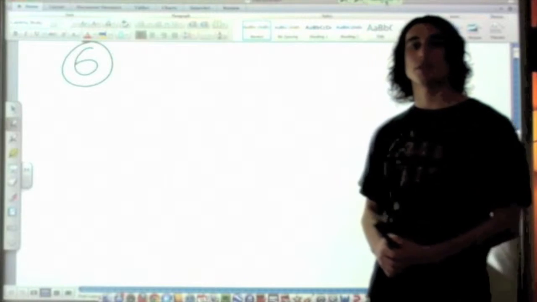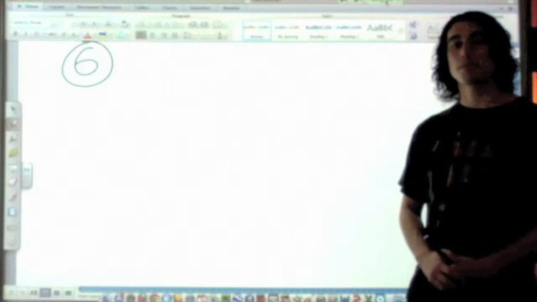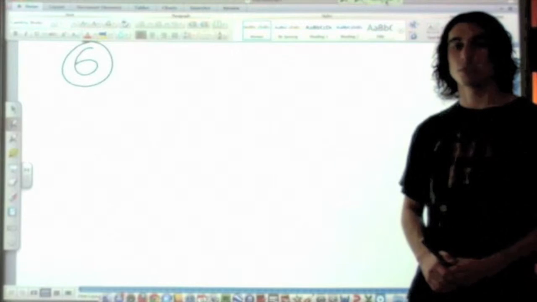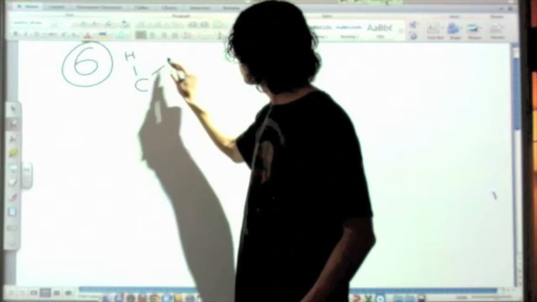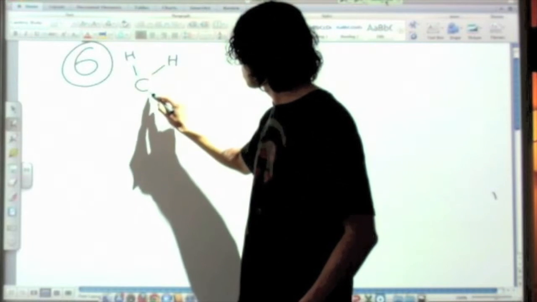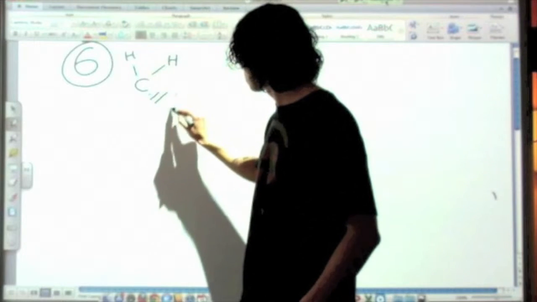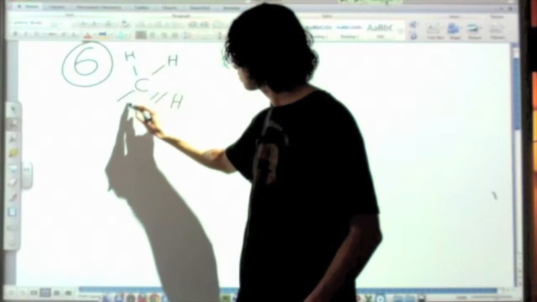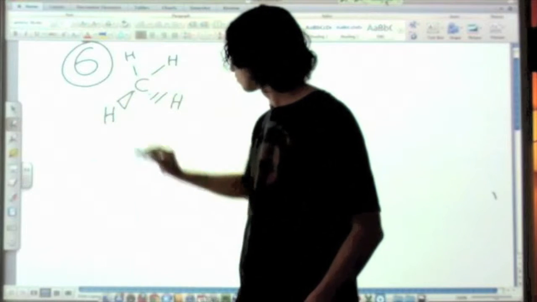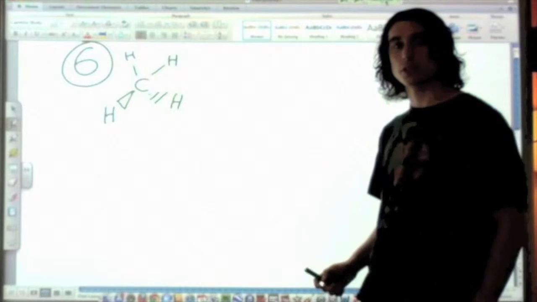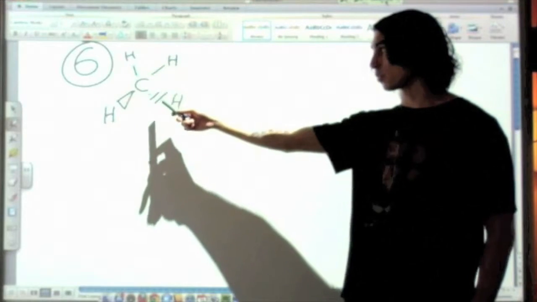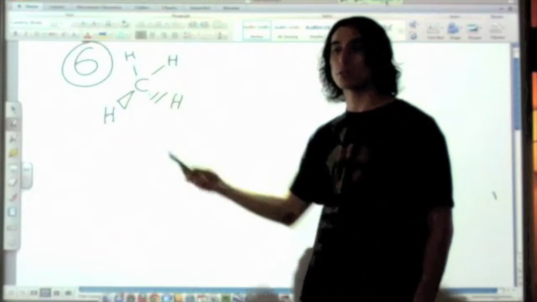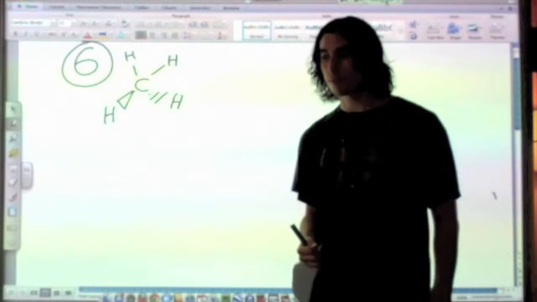I'll be going over question 6 from the week 2 worksheet. The first part of this question asks you to draw several molecular structures. The first one is methane. You don't have to use the three-dimensional notation, but it is good to familiarize yourself with the hash bonds, which mean into the page, and the wedged bonds, which indicate out of the page.